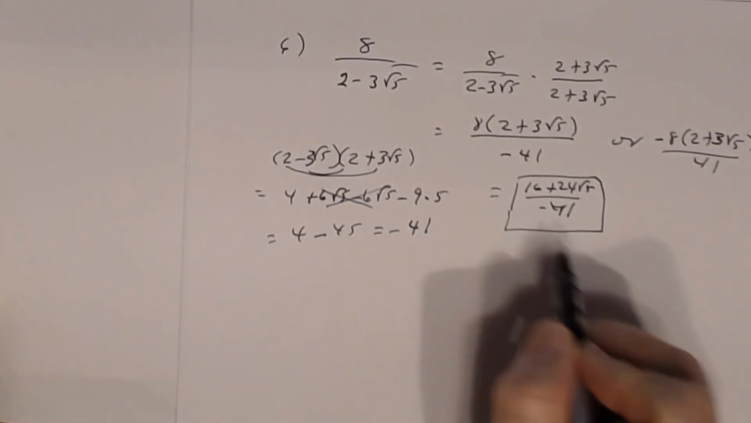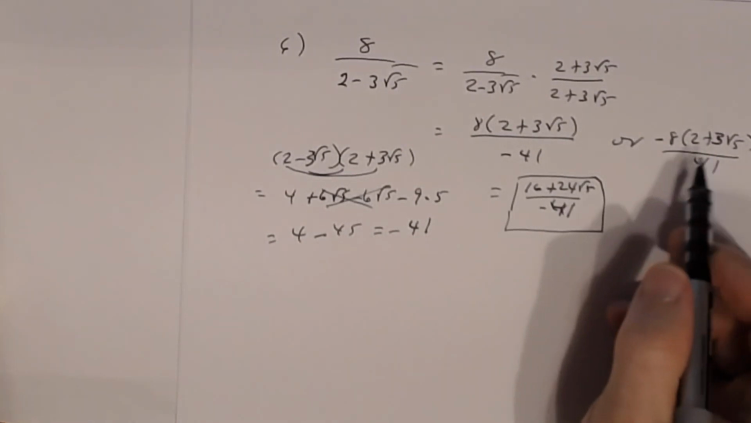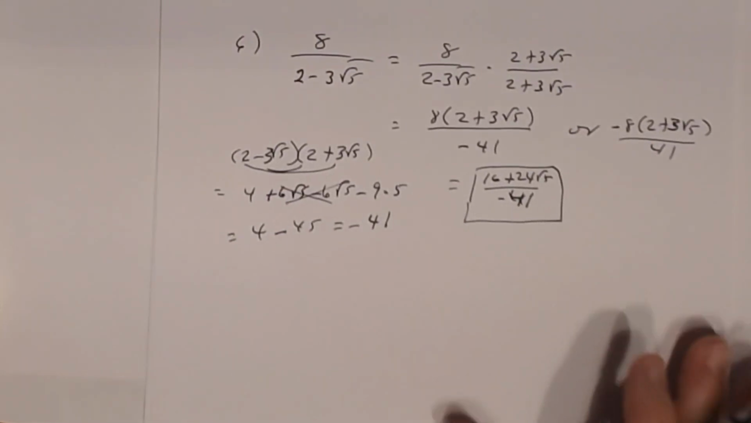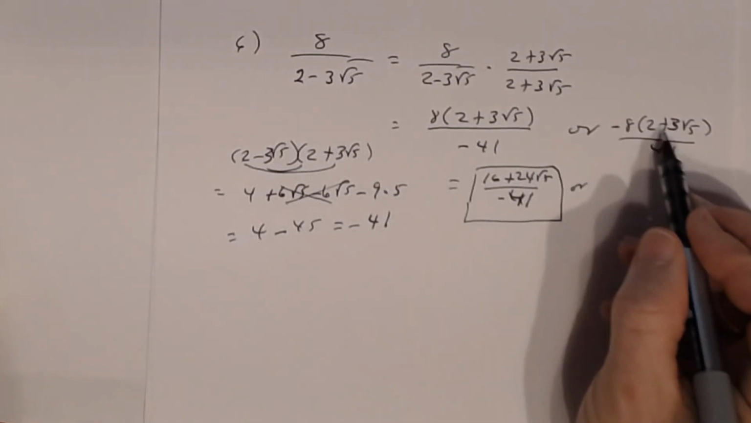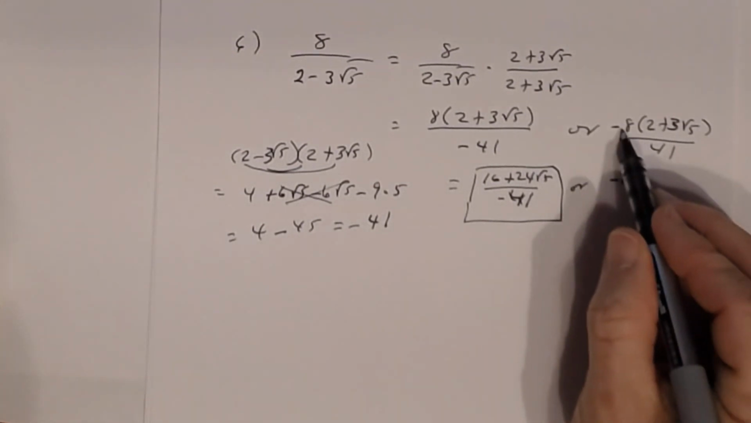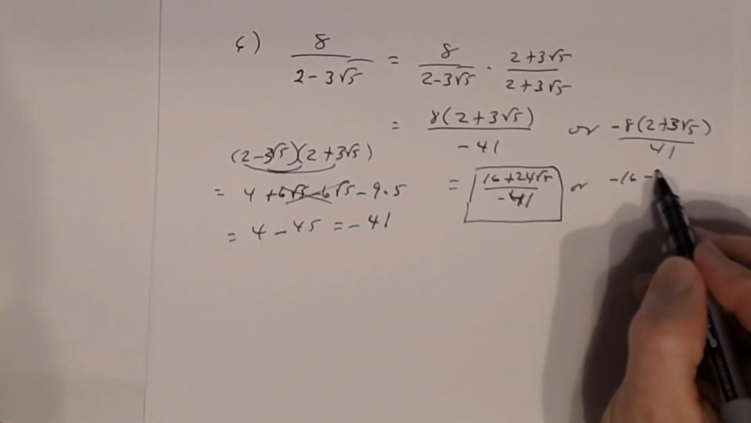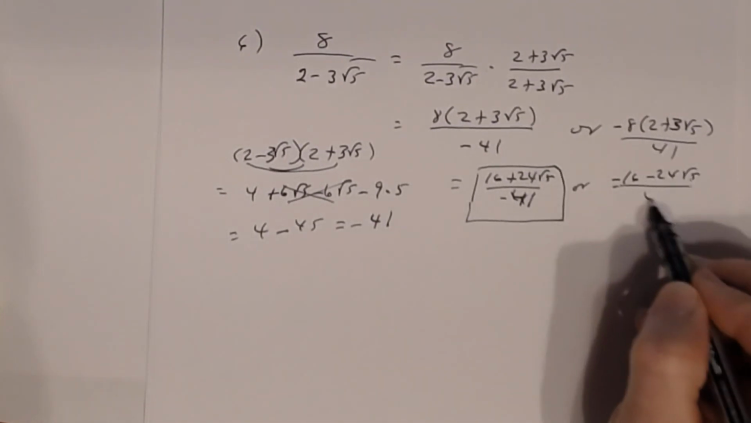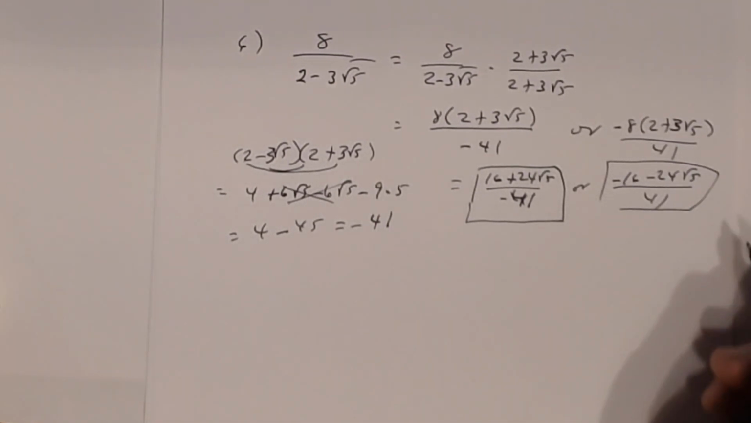So that's one answer. For this one, you would say negative 8 times 2 is a negative 16. A negative 8 times a positive 3 square root of 5 is a negative 24 square root of 5 divided by 41. So either one's fine. Either one's fine.